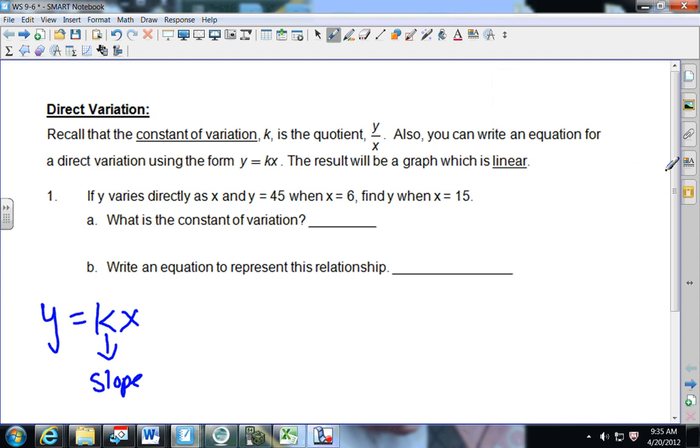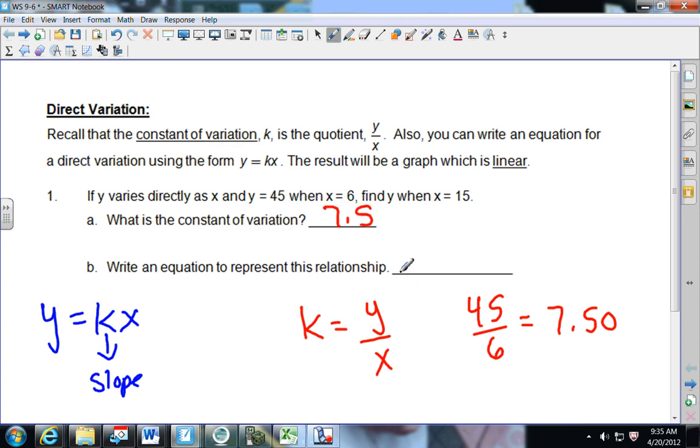Okay, so in this case, it says if y varies directly as x, y is 45 and k is 6. Okay, so I have k equals y divided by x. So basically all I'm doing is taking 45 divided by 6, and you should get 7.5. So the constant of variation is 7.5. The equation it was looking for: y equals 7.5x. So if I want to find out what y is when x is 15, you would have done 15 times 7.5, which ended up being what?